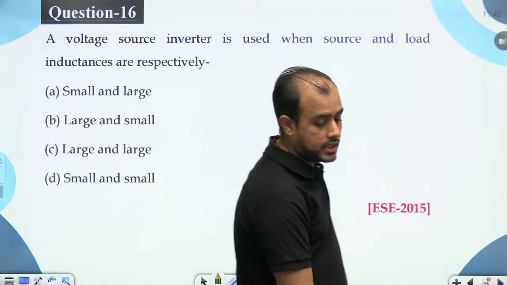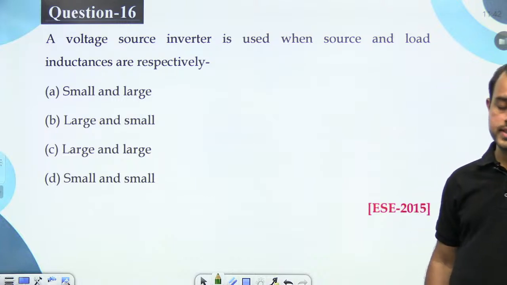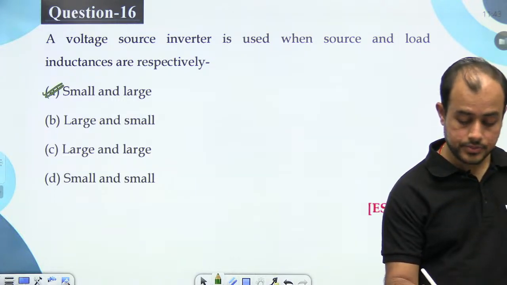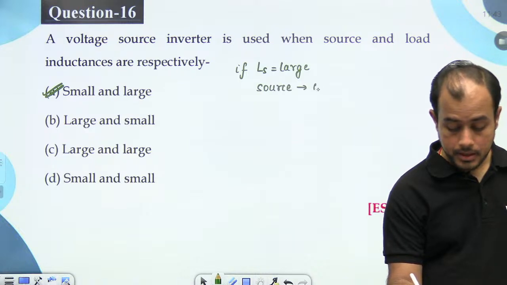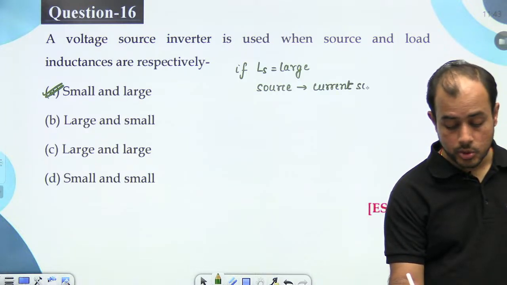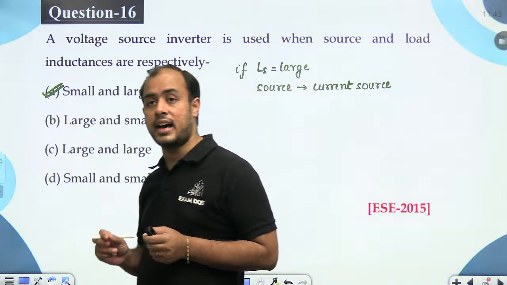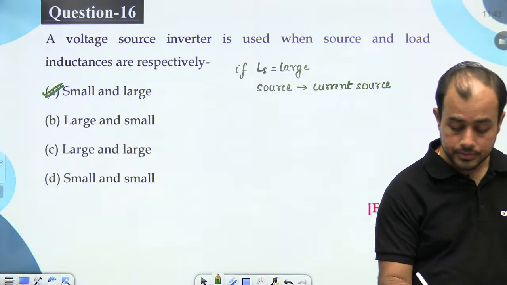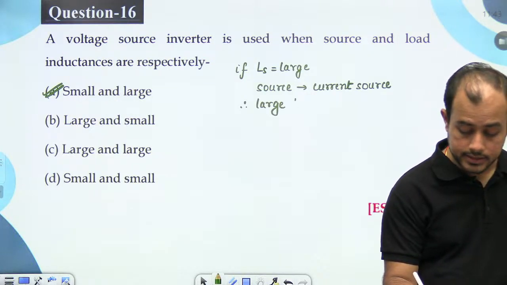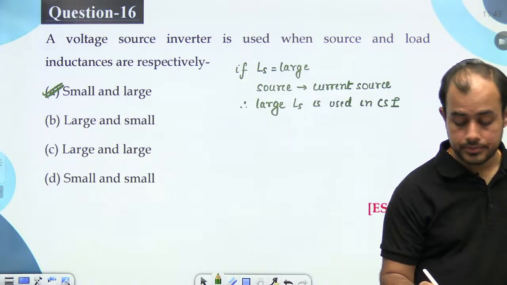A voltage source inverter is used when source and load inductances are in a VSI. What is the source and the load inductance? Small and large. See, if source inductance is large, the source becomes a current source. We say that if you put a large inductance in series with a voltage source, it becomes a current source. So if your source inductance is large, then your voltage source gets converted to a current source. Therefore, large source inductance is used in current source inverter.